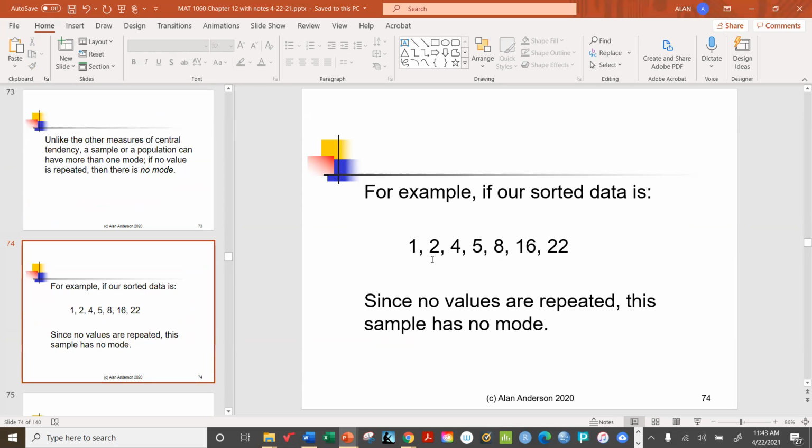Let's look at some examples. Look at this one. The data have been sorted already. What's the mode? Well, there isn't one because none of the values are repeated. Well, that's awkward. You don't run into that with the mean and the median. There's always a mean and there's always a median. Here, that isn't the case. So it's not a terribly useful measure when we don't have any repeated values.